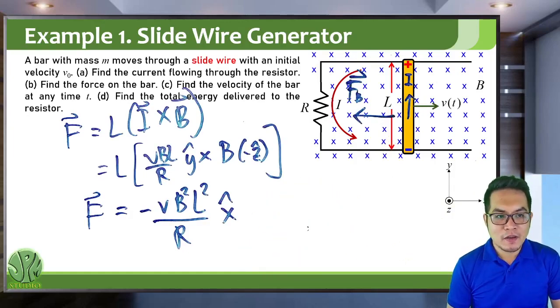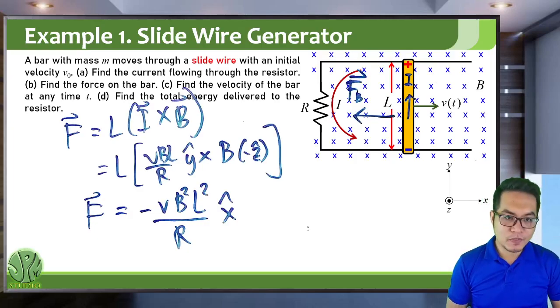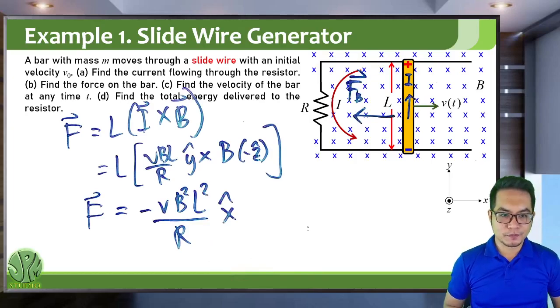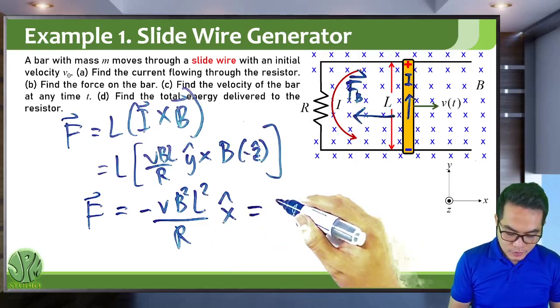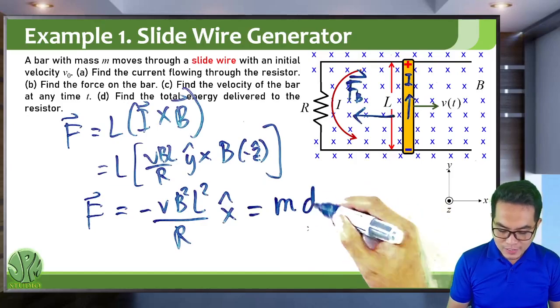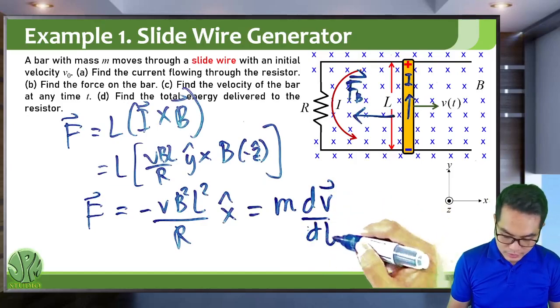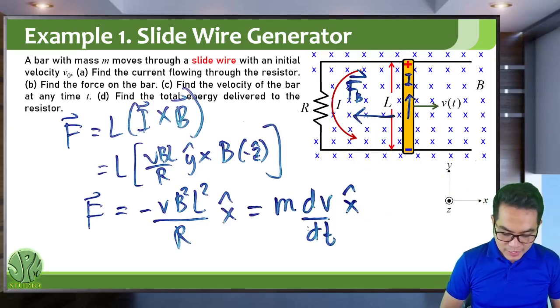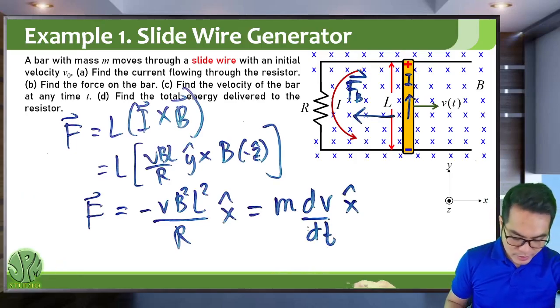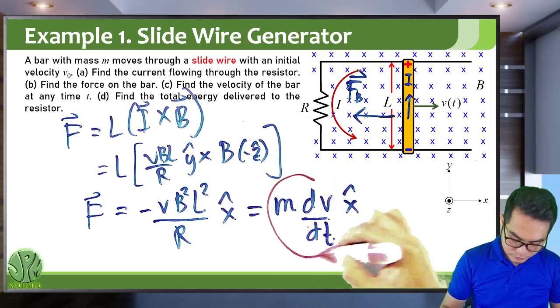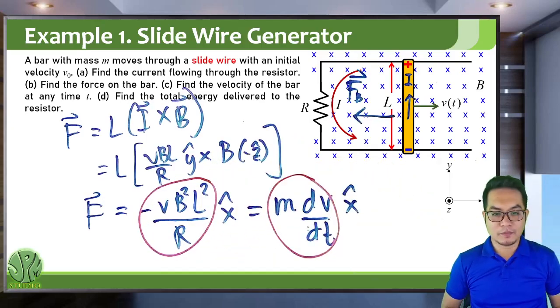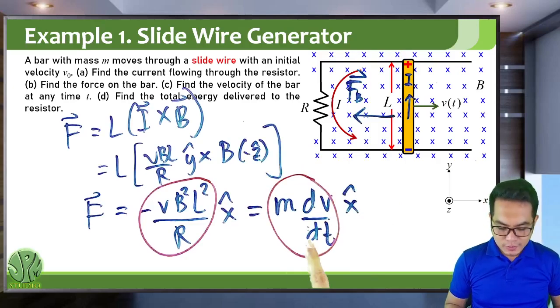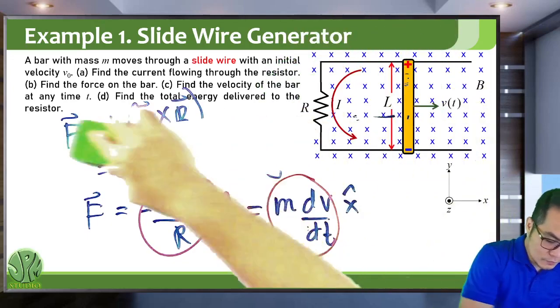Okay, letter C. Find the velocity of the bar at any time t. Now, this force is actually equal to the mass of the bar times the acceleration of the bar. The acceleration of the bar is just dv/dt x hat. So these two terms, m dv/dt, is just equal to that one. They're both equal, so we equate these two equations for letter C and solve for v.